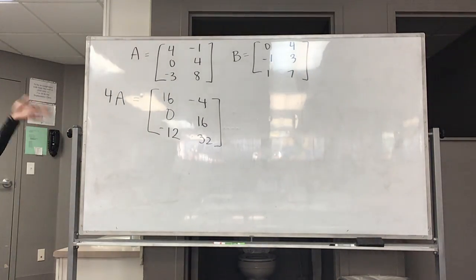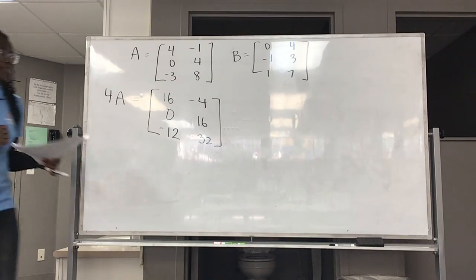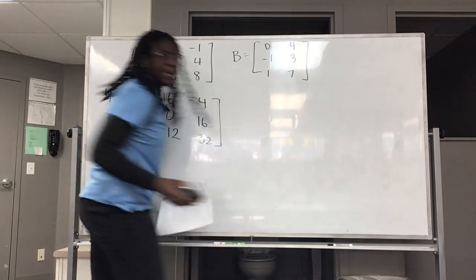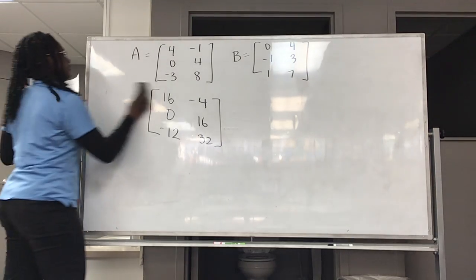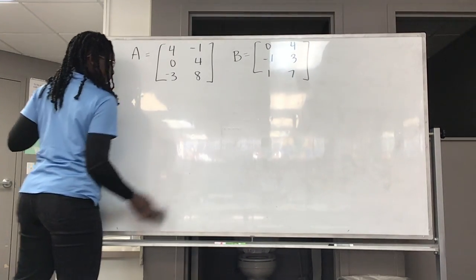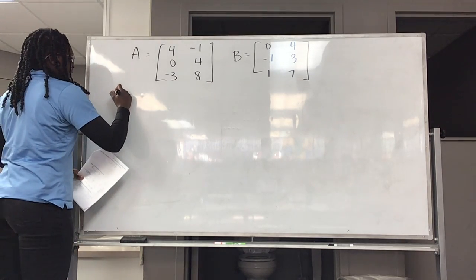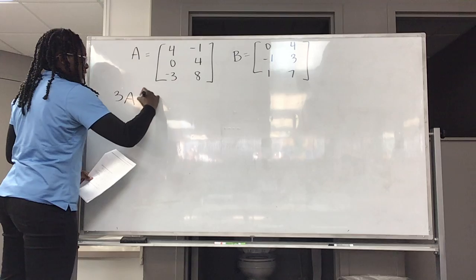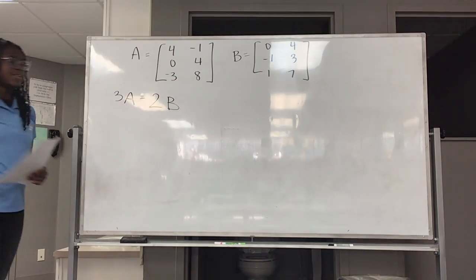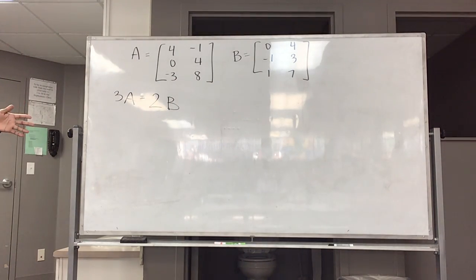So that's using scalar multiplication to find our matrices. And that would be the answer for 4A: 16, 0, negative 12, negative 4, 16, 32. Okay, so for my next one, I'm going to have you guys try it. Using the same matrices A and B, find 3A minus 2B. So you're going to have to do 3 times everything in A, and then subtract 2 times everything in B.